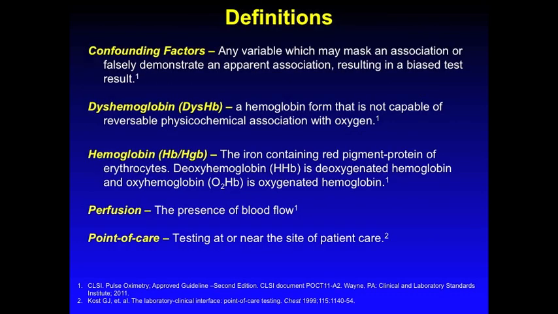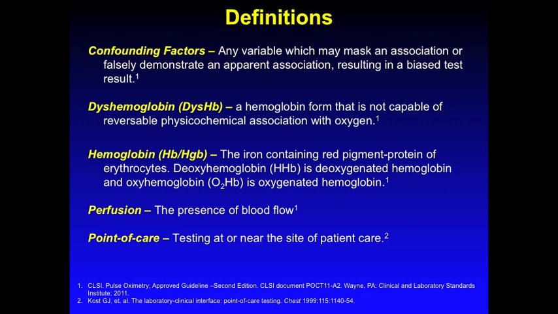Before we begin, I would like to introduce a few terms used throughout this lecture. Confounding factors are any variable which may mask an association or falsely demonstrate an apparent association, resulting in a biased test result.